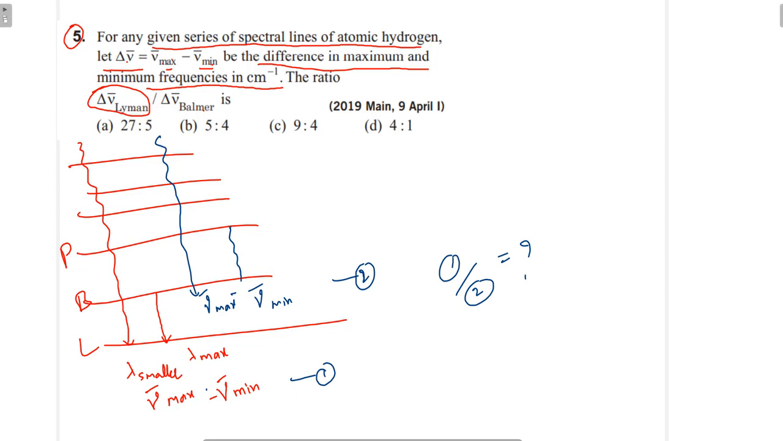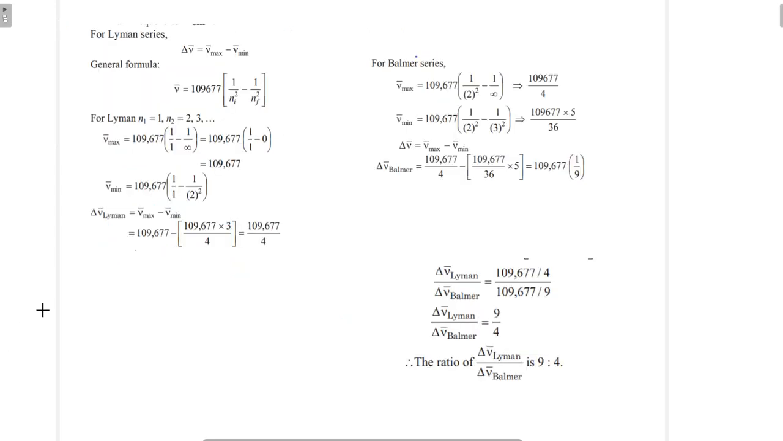Once you can see here, for Lyman series, we have to do this: delta nu bar equal nu bar maximum minus nu bar minimum. First nu bar maximum. Nu bar maximum मतलब from infinity से. Nu bar maximum कब होता है? From infinity, it is coming to 1. N initial is infinity, n final is 1. If you substitute those values, you will get this one.